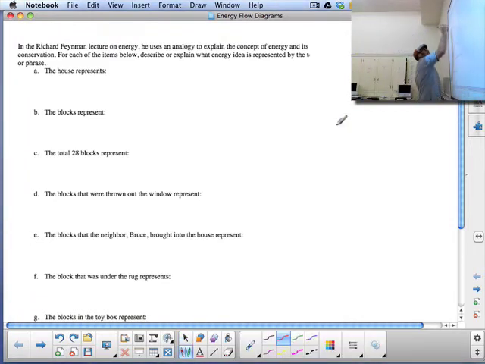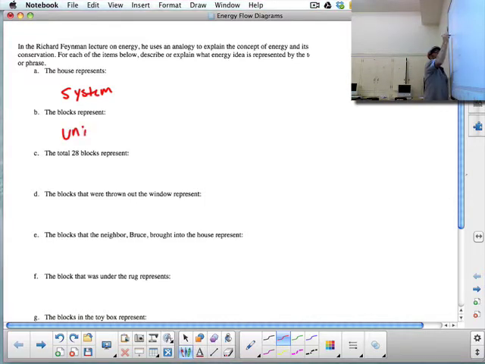So the house is the system, where energy is stored, right? Good. We just call it a system, make it simple. What are the blocks then? So we'll say units of energy, or 1 unit if you prefer. Not a big deal. What are the total 28 blocks?